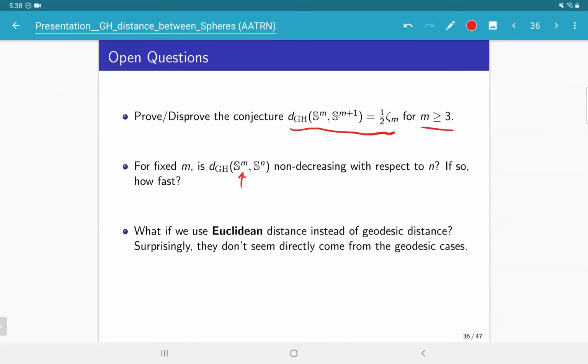Next, this is one of the recent questions we discovered. Instead of using geodesic distance for Sm and Sn, what if we use Euclidean distance for those spheres, the L2 distance? At first, we thought it would be just a direct translation from the geodesic case. But surprisingly, we have some evidence it's not the case. Computing the distance between Sm and Sn with Euclidean distance will probably require other techniques.